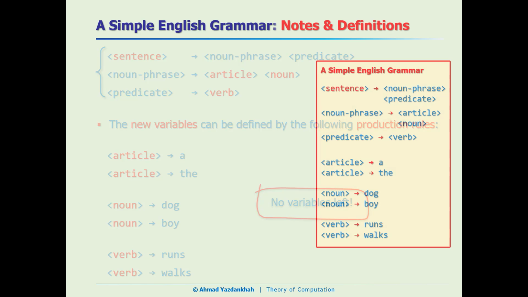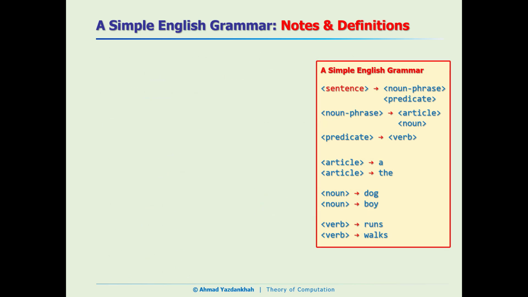All right, let's summarize what we got so far. Our simple English grammar is like this. A sentence is defined as a noun phrase followed by a predicate. The noun phrase is defined as an article followed by a noun, and predicate is defined as a verb. And here we define all of them with the real values.